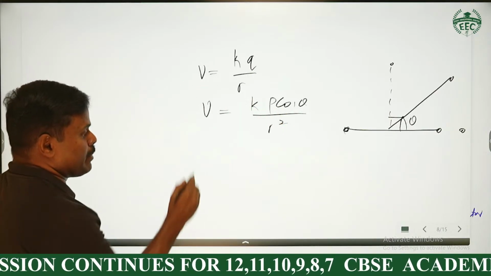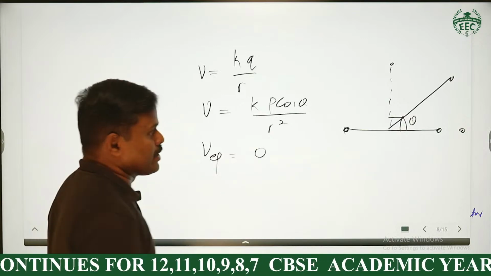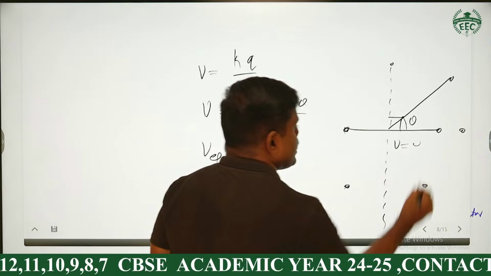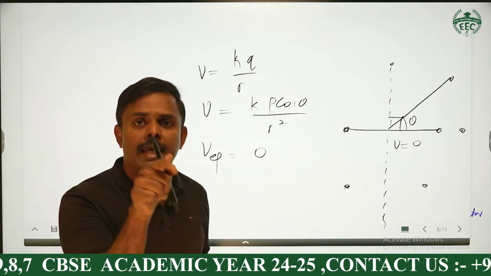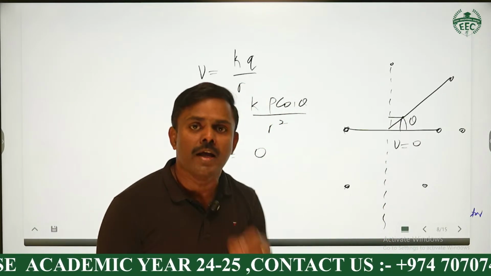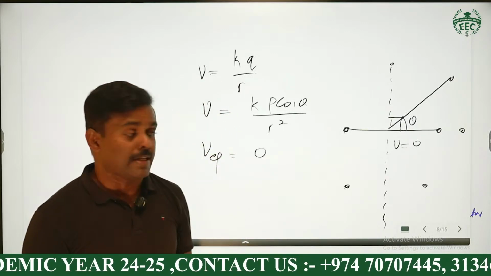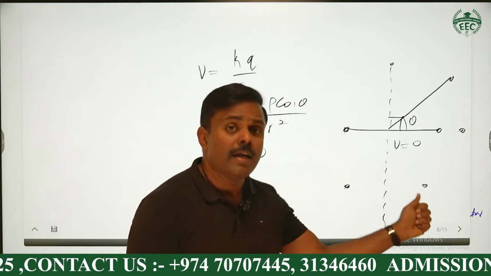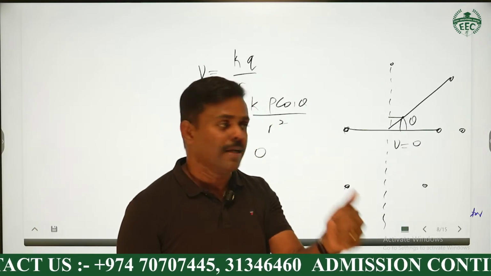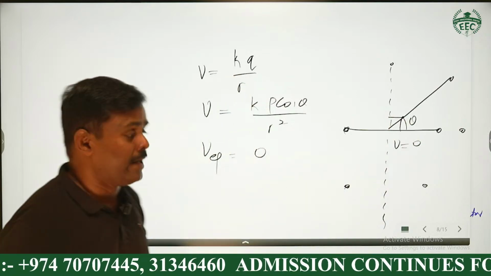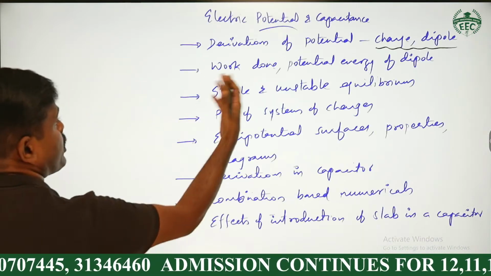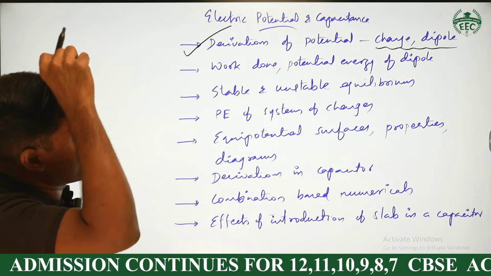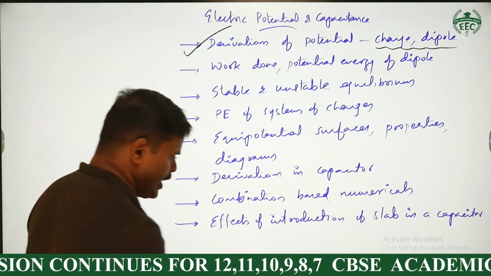Okay. Now Kp cos theta by R square. What is V equatorial? V equatorial is equal to 0. That means for a dipole, on the equatorial line, everywhere potential is 0. That is an example for equipotential surface. Equipotential surface means what? Potential is the same everywhere. For a dipole, the best equipotential surface you can memorize is the equatorial line. Let's go to the next point now. So that point is done. Derivation of potential. That's a 5-mark question. Very important one. Okay. Work done, potential energy of dipole.